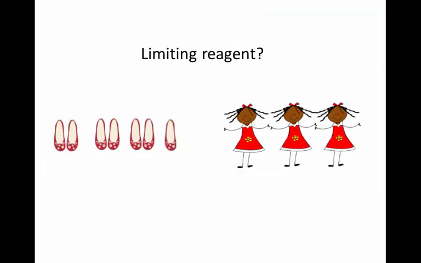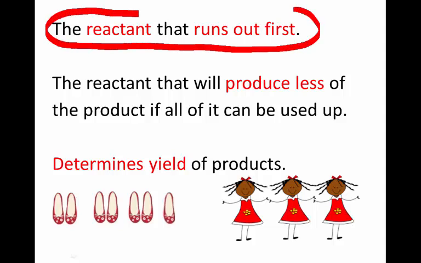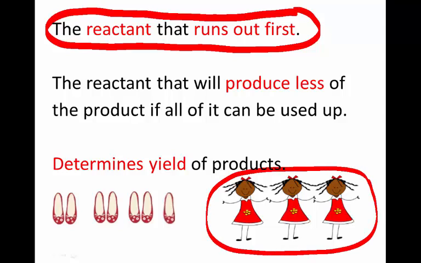So now which is the limiting reagent? We've already spoken about this definition of limiting reagent, the reactant that runs out first. And we saw that the girls run out first before the shoes do. There's still 1 shoe left over. That means that the girls are the limiting reagent. So they will also produce fewer products, girls with shoes on, if all can be used up. And they will determine the yield of the products.